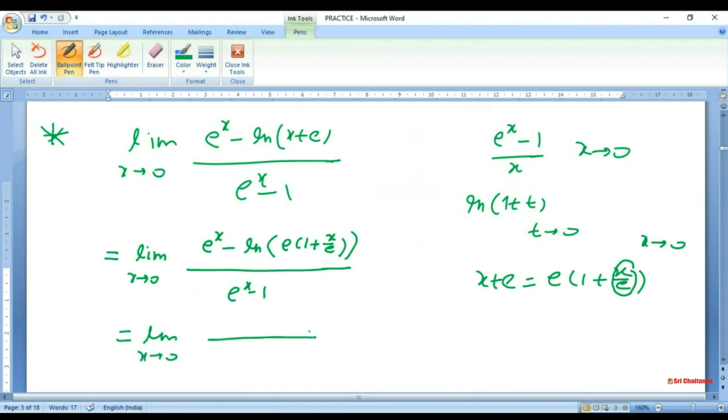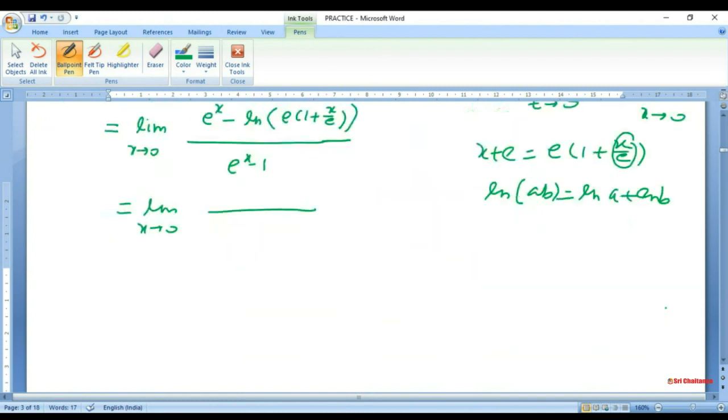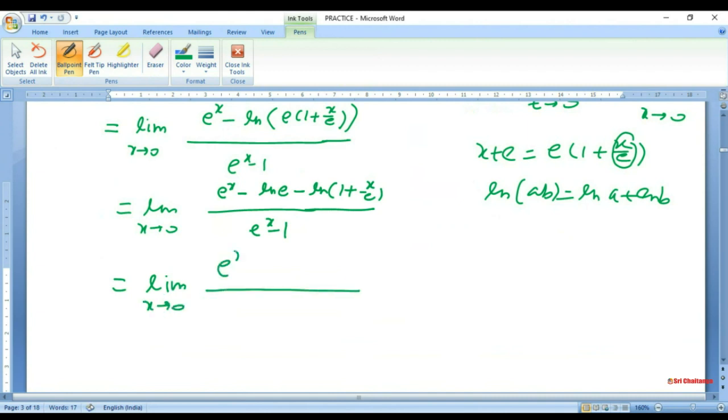And now play with the rules of logarithms. So ln of ab is nothing but ln of a plus ln of b. This little formula we use here in the numerator, second term. And we get e to the power x minus ln of e minus ln of 1 plus x over e, upon e to the power x minus 1. That is limit x tends to 0 of e to the power x minus this number, which is 1, and minus ln 1 plus x over e, and upon e to the power x minus 1.